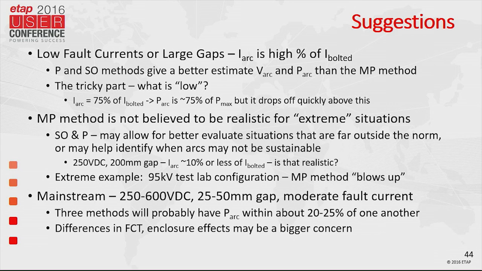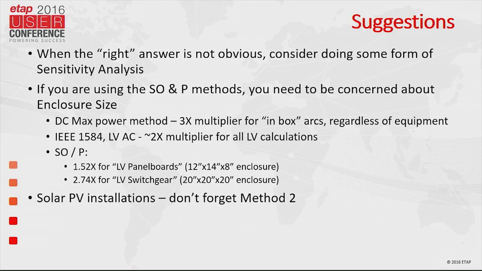At mainstream systems, 250 volts to 600 volt DC, 25 to 50 millimeter gap, moderate levels of fault current, a few kA up to whatever, the three methods are probably going to have an arc power within about 20 to 25% of one another. If you see differences in them, the differences are going to be due to differences in fault clearing time and differences in the way the enclosure is accounted for, not differences in the underlying models themselves. When the right answer is not obvious, consider doing some form of sensitivity analysis where you look at more than one method and see what kind of results you get.